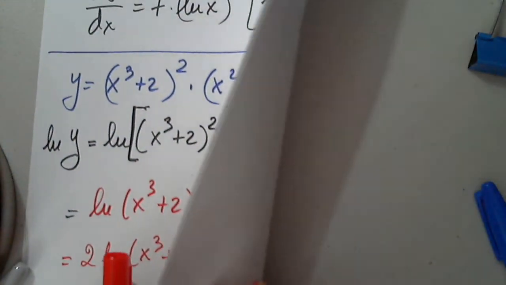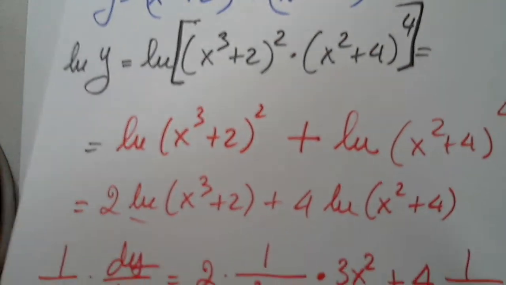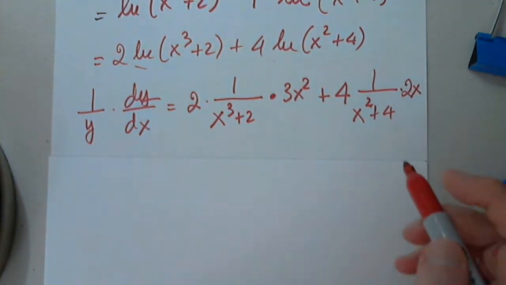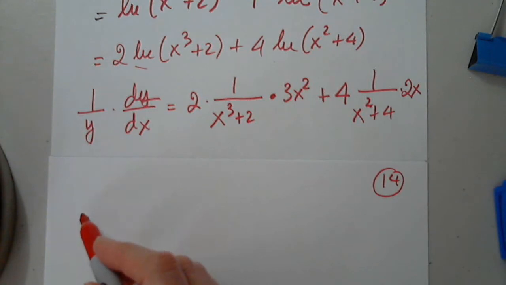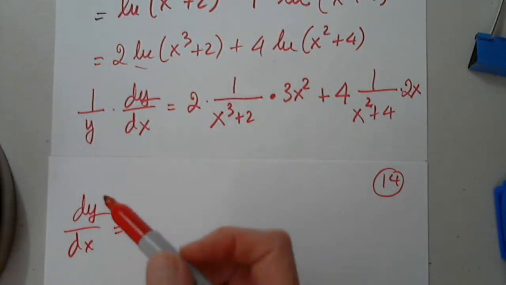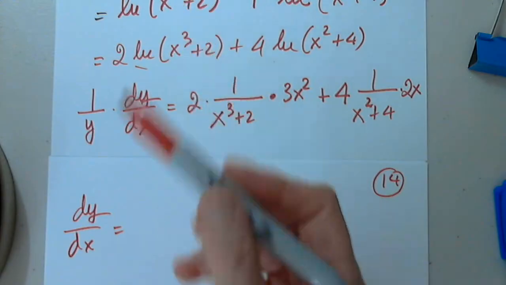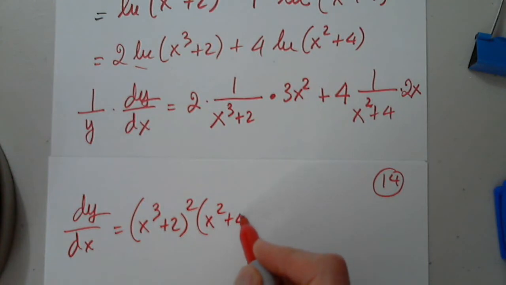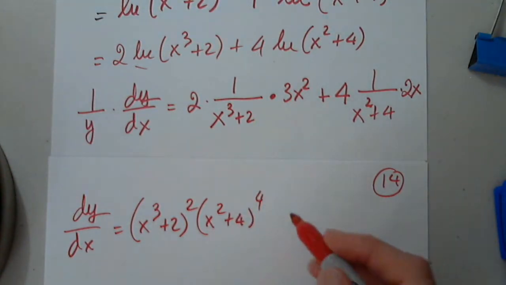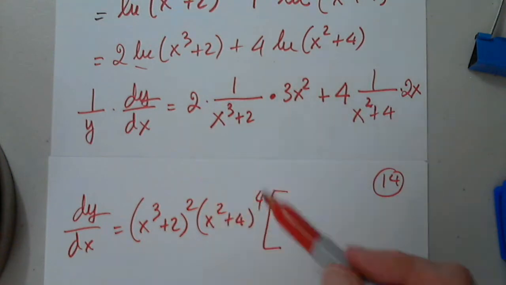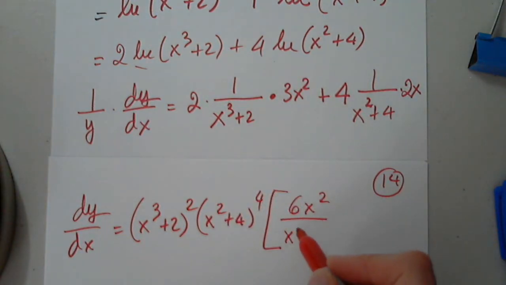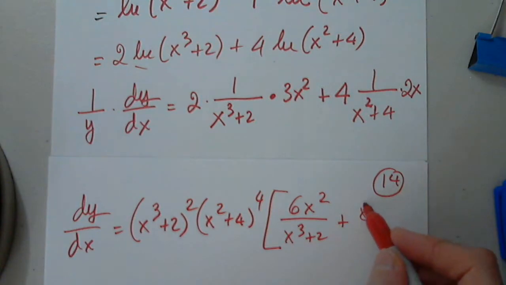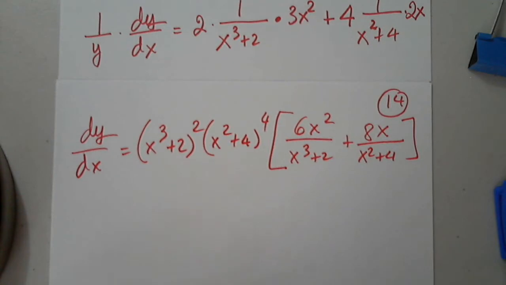And now for dy over dx, I'll multiply both sides by all that. You can say this is not easier than using the product rule. Yep, I agree. But I just want you to see the method. So dy over dx: I multiply both sides by y, all that, x cubed plus 2 squared, x squared plus 4 to the fourth. And now I have to use a bracket. So this is 6x squared over x cubed plus 2 plus 8x over x squared plus 4. So this is another way of determining the derivative.